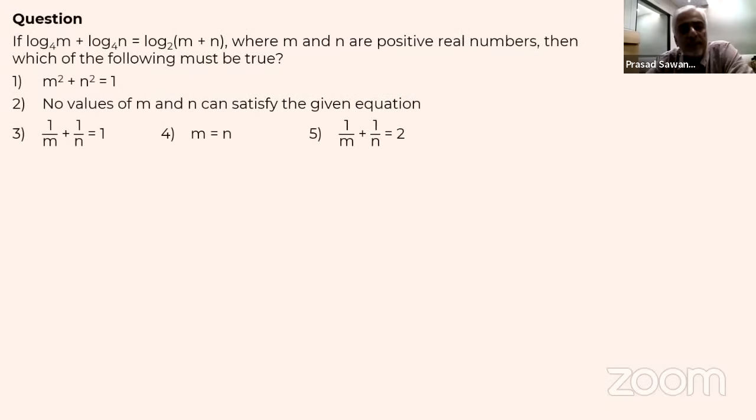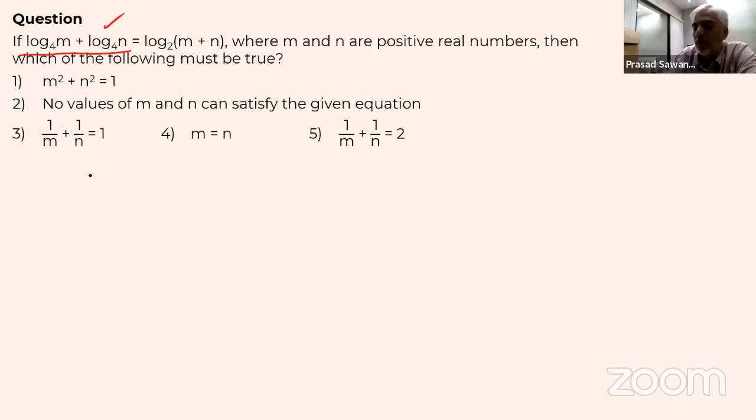Let's go ahead further. Logs. I've been talking about logs so many times in CAT, in XAT. People somehow don't pay attention to that. Log m to the base 4 plus log n to the base 4 is log m plus n to the base 2, where m and n are positive real numbers. Which of the following must be true?